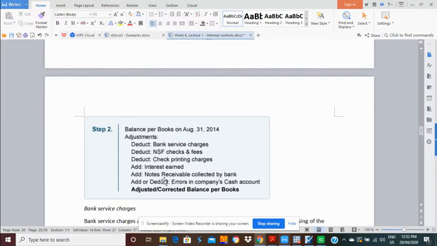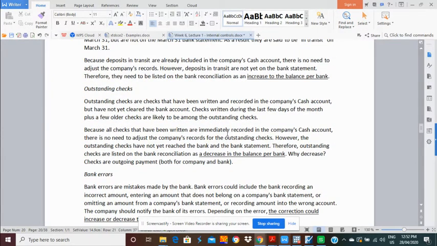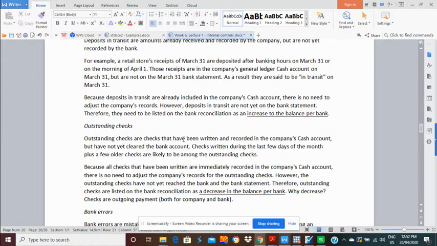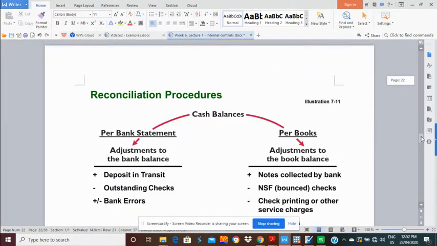And if you made any errors on your part, not on the part of the bank, then you need to record these errors. Add or subtract. Then you will get the adjusted balance per books, to compare with the adjusted balance per bank. If the reconciliation was done correctly, then this balance per bank should equal the balance per books. So let's look at the example.